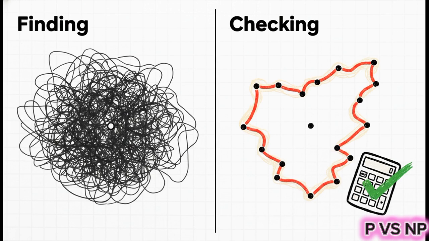Finding the absolute shortest route that hits every city just once is a monstrously difficult problem. The number of possible routes is just astronomical. But if I give you a specific route and I ask, hey, is this route less than 10,000 miles? Well, you can just add up the distances and give me a yes or no answer super fast. Finding is hard. Checking is easy.